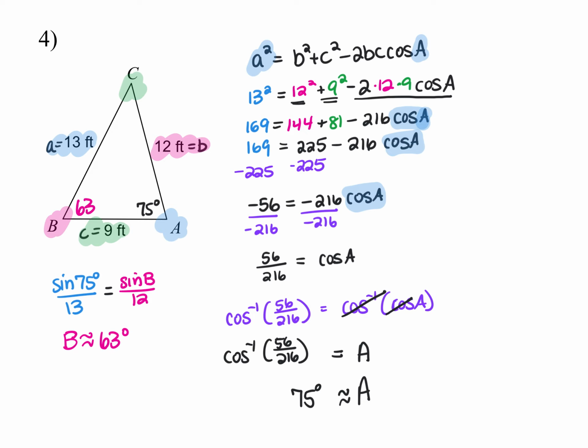So now we have two of the three angles in our triangle. To find the third angle, just subtract from 180, and you're going to get 42 degrees, and then you've got all of the missing pieces in that triangle. Finding an angle with law of cosines is the most challenging of all of those different types of problems.